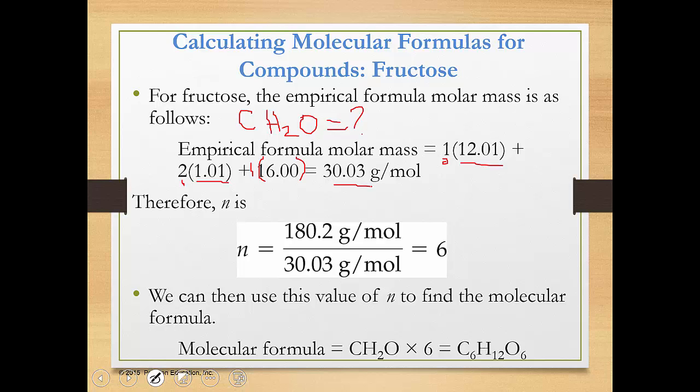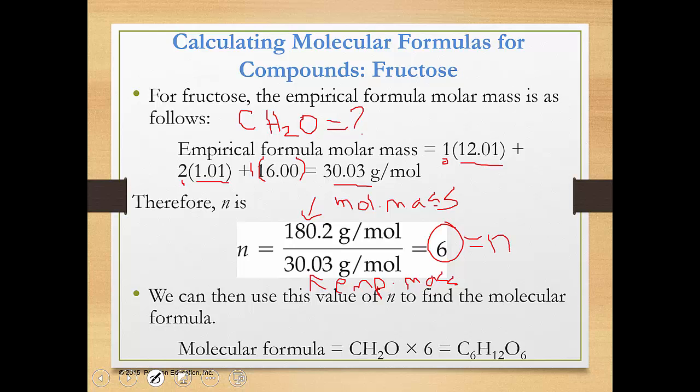But I know that the total is more. It's 180 grams per mole. And I know it has to be some multiple of that, a ratio. So if I divide the molecular formula mass by the empirical formula mass, I should get a whole number, which in this case is 6. That is my value of N.